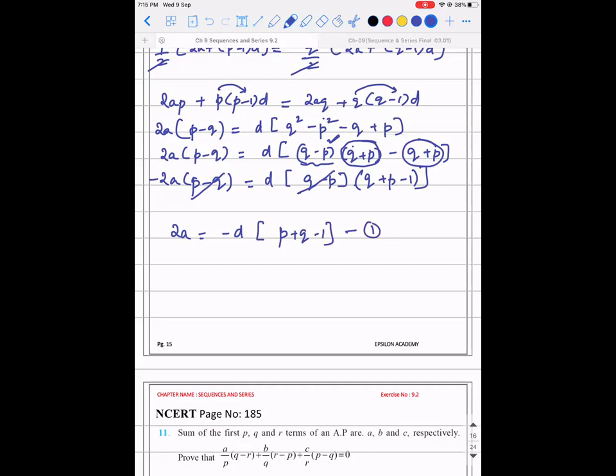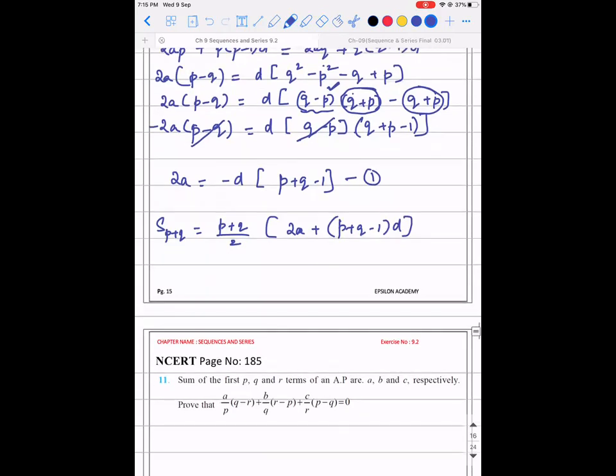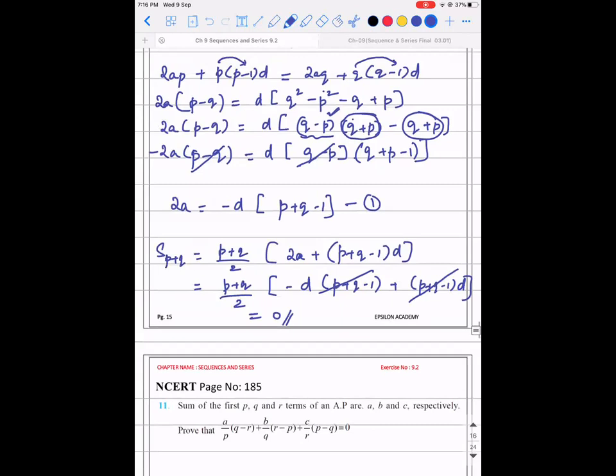Let this be equation number 1. So just go through this. If there is any doubt, let me know. So I hope it is clear till step number 1, equation number 1. Right? Yes, sir.